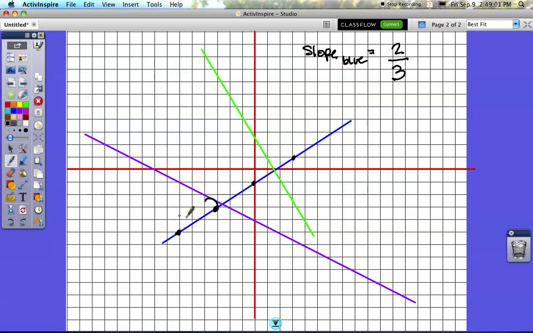All right, you start here. Don't start counting until you move. 1, 2, 3, 4. So that time I went 4 in the rise. 1, 2, 3, 4, 5, 6. And I went 6 in the run. But you can see that 4/6 is not completely simplified. If I simplify it, I get 2/3. So that's what my slope is for the blue line.